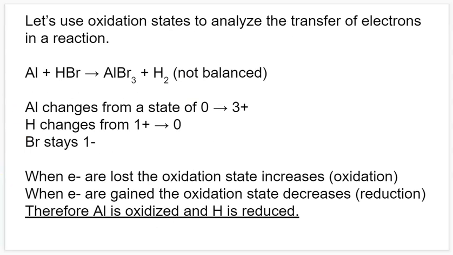let's give some practice for applying oxidation states and then knowing how to analyze what's happening in a redox reaction as a result. Being able to figure out which element is being oxidized, which element is being reduced, how to balance that, and then also how to figure out how many electrons overall are being transferred in the equation. So for an example, we have aluminum reacting with hydrogen bromide to make aluminum bromide and hydrogen gas.